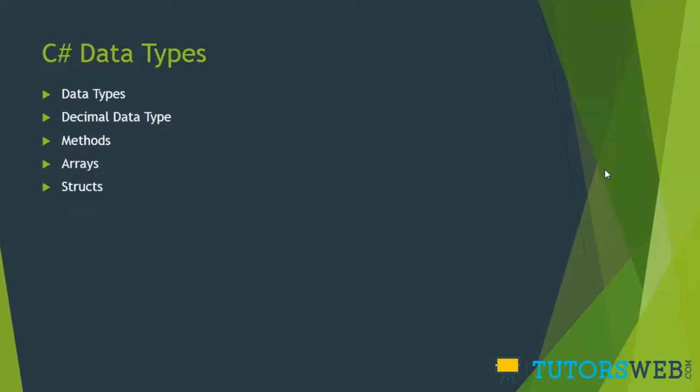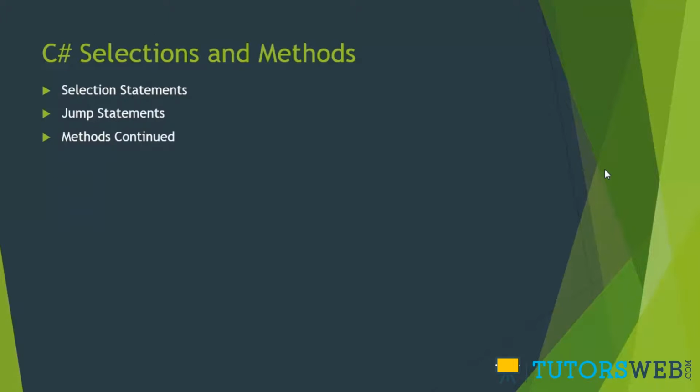Next we'll cover data types. C# comes with standard data types and also its own decimal type. Then we'll cover methods, arrays, and structures. In the next section we'll cover selections and methods. So we have our selection statements, our jump statements, and we'll continue talking about methods, so more advanced methods.